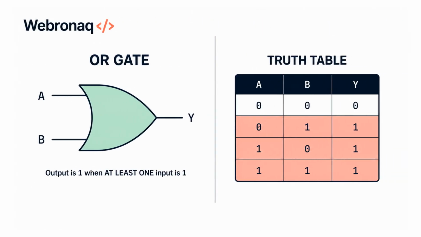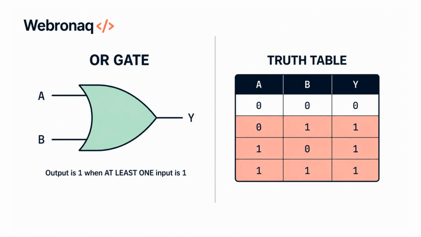Next, the OR gate. This one's the opposite vibe of the AND gate. The OR gate gives you a 1 if at least one input is a 1. Both inputs 0, output is 0. But the moment any input becomes 1, the output flips to 1.